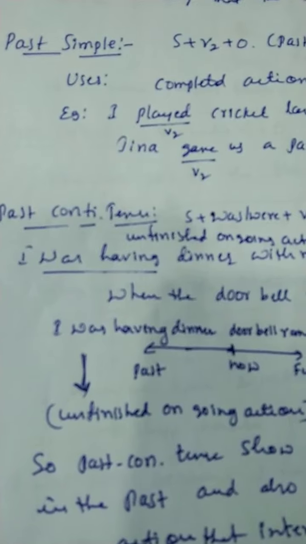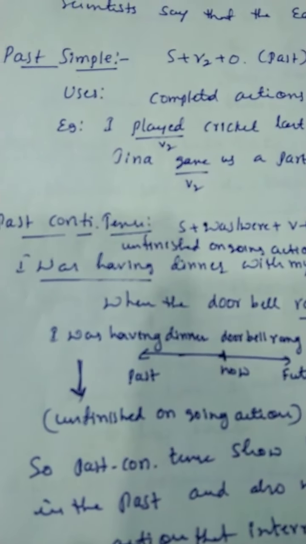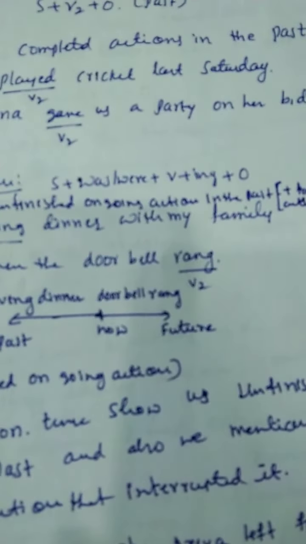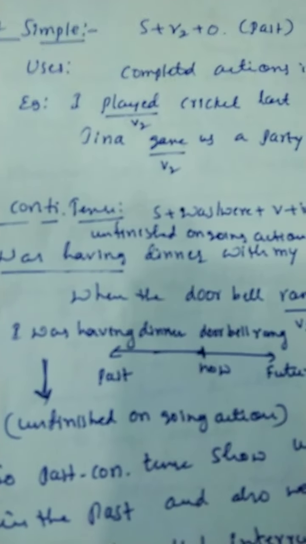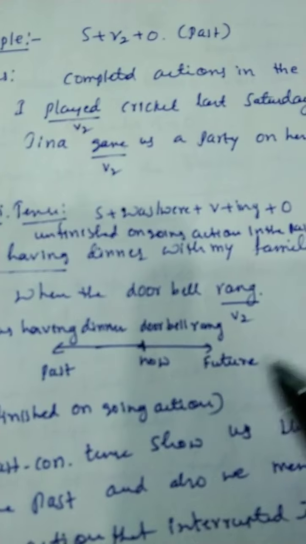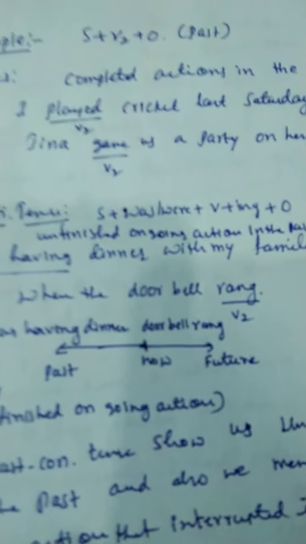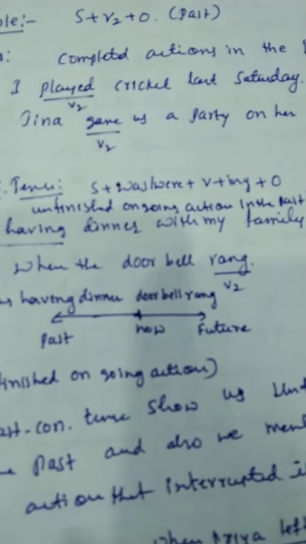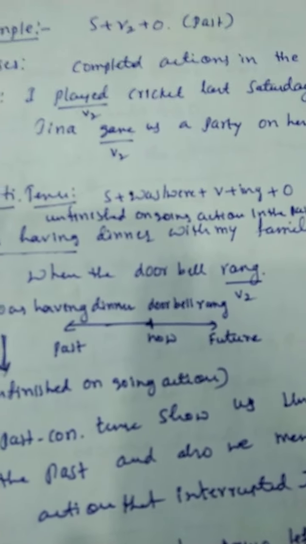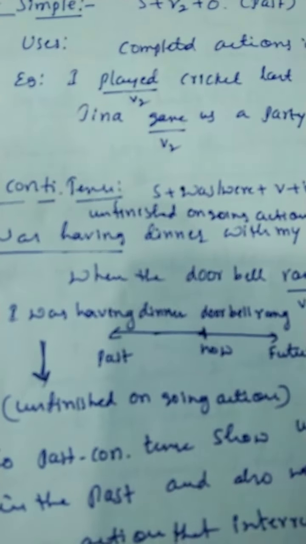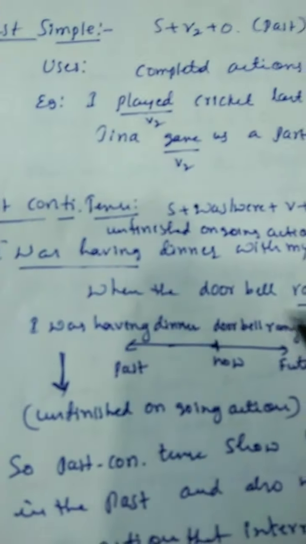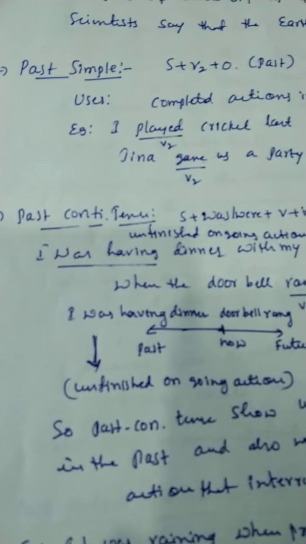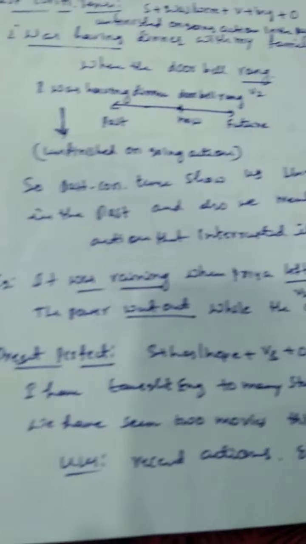I was having dinner with my family. This was the unfinished ongoing action. What happened when I was having dinner? When the doorbell rang. So the unfinished action was going on, and the V2 interrupted it. We can use this unfinished ongoing action plus V2 in past continuous tense.